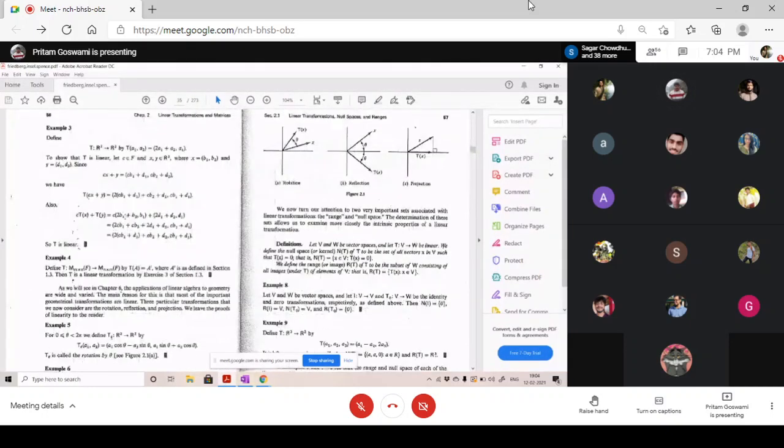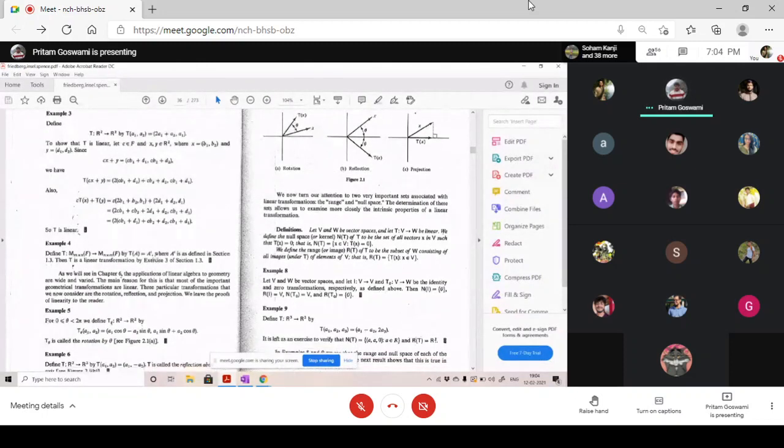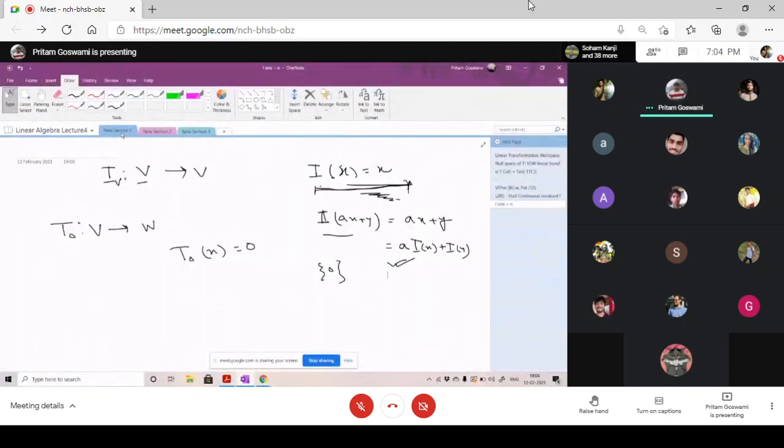Now there are other examples here. You can check it. From R2 to R2, they have defined the function T of (a1, a2) as (2(a1 plus a2), a1), and you can check it by yourself. Now another interesting example here. Have you studied in coordinate geometry the rotation of axis and translation of axis, all that?